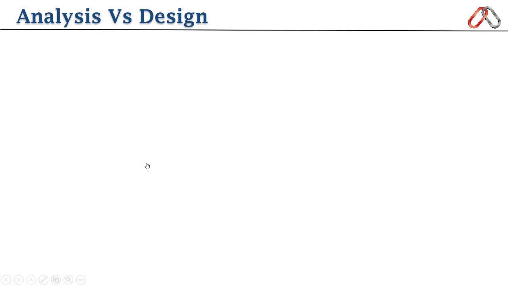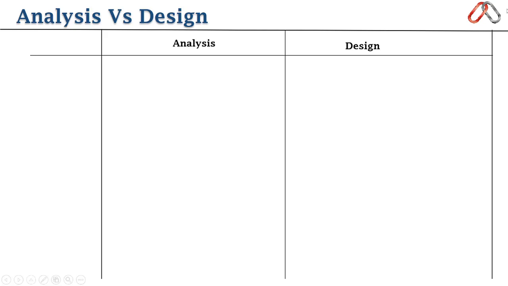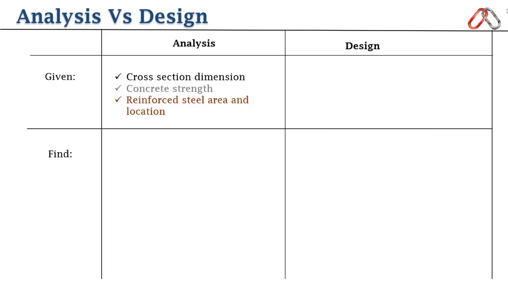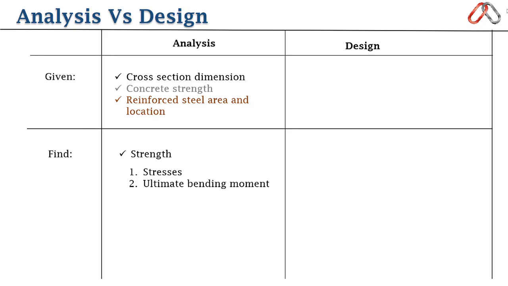So let's start here with the difference between analysis and design of structural elements. At this level, I hope you are familiar with structural analysis. In the analysis problem, the cross-section dimension, concrete strength, reinforced steel area and location are already given. What you have to find out is the overall strength of the structural element, like stresses induced in materials and the ultimate bending moment that the element can resist.